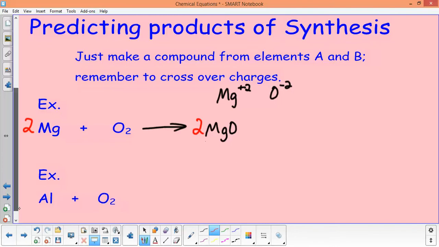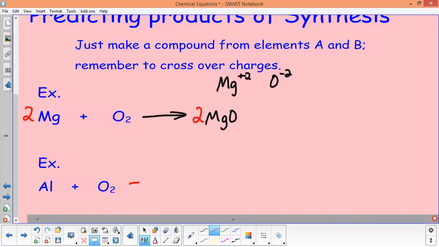The second one, aluminum plus oxygen, again, you're going to combine your aluminum and oxygen, so you have to write the element symbols and their charges and cross them over. So that would be Al2O3. Now that you've written it, go back and balance it. 3 oxygens there and 2 there. No way you can make 3 here, and there's no way you can make 2 there, so make both 6.